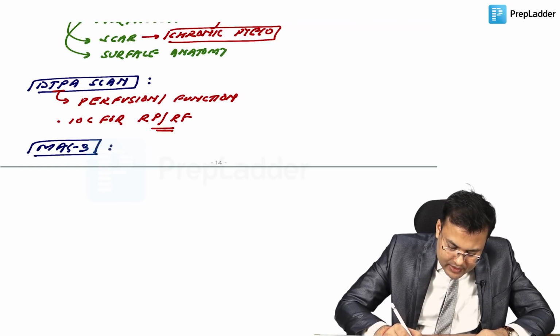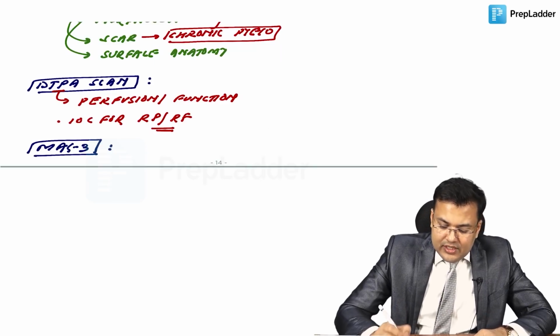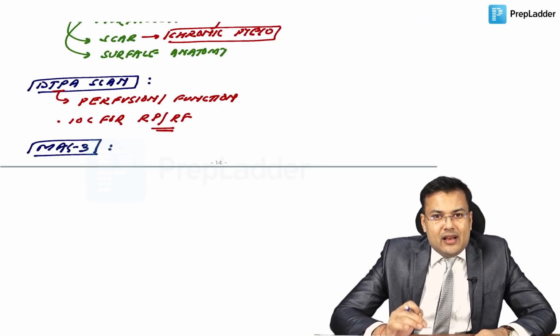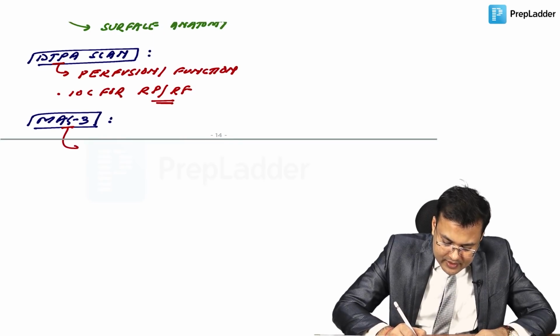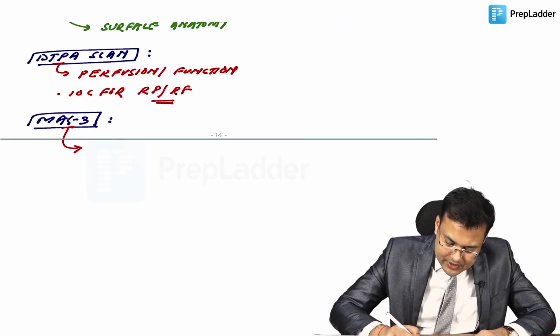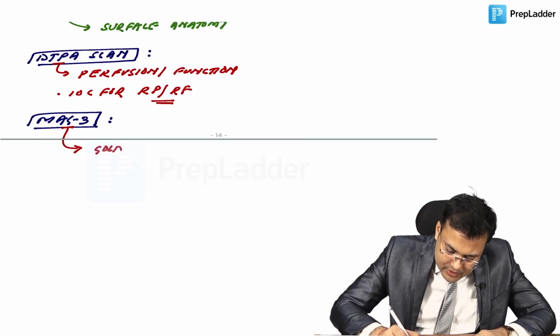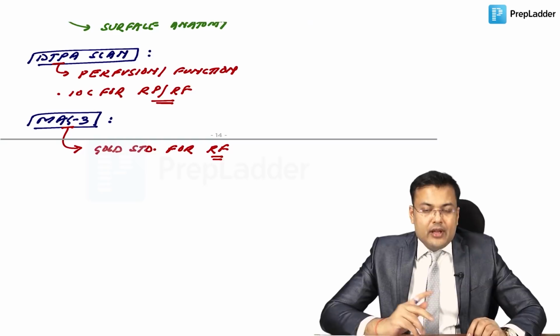MAG3. Now what is the full form of MAG3? Mercaptoacetylglycine. So this is mercaptoacetylglycine. How to remember? See, G. And G means gold standard for renal function. So G means this is gold standard for renal function.